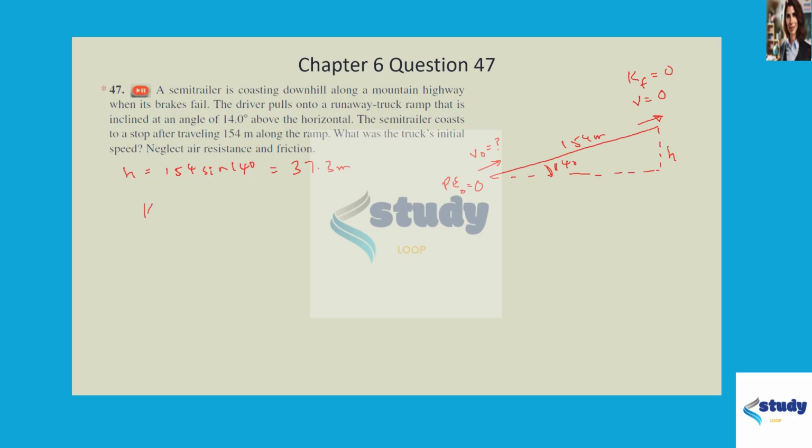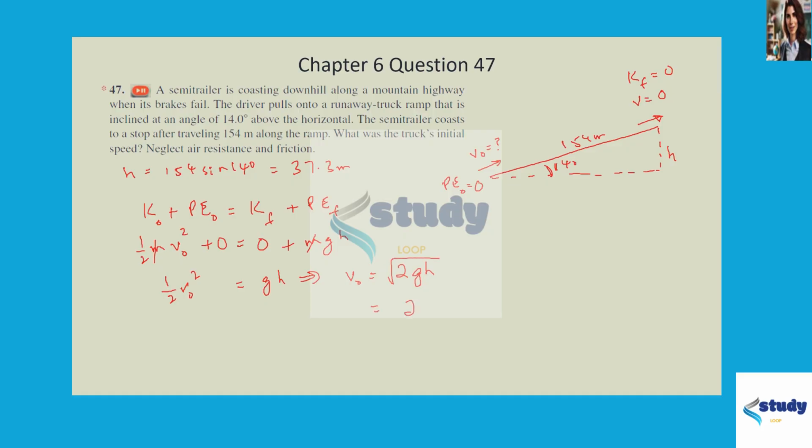So the law of conservation of energy says initial kinetic energy plus initial potential energy is equal to final kinetic energy plus final potential energy. So we start with 1/2 m v naught squared plus 0 is equal to 0 plus mgh. We can cross out the m's. So 1/2 v naught squared is equal to gh. If I isolate v naught in there, that comes out to be equal to the square root of 2gh.